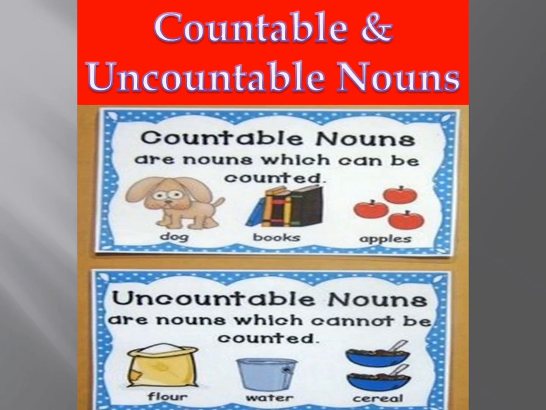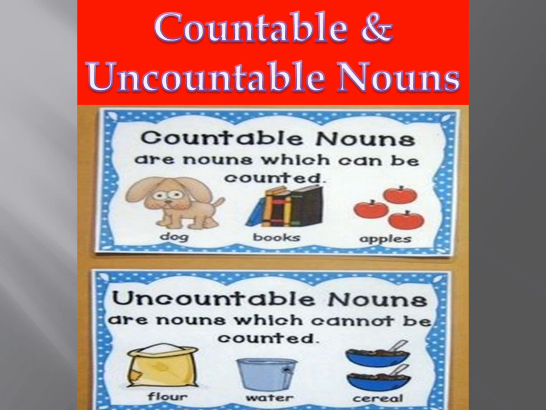Nouns can be classified into countable and uncountable nouns on the basis of their countability. For example, if you see a dog, you can count it. There is only one dog. Even if you see a group of dogs, even then you can count it. 1, 2, 3, 4, 5. There are 5 dogs. So these nouns which can be counted are known as countable nouns.